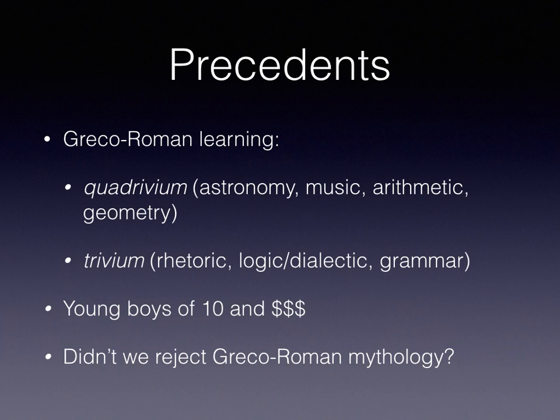The learning of the Greeks and the Romans was based on two things: the quadrivium and the trivium. The quadrivium consists of four areas: astronomy, music, arithmetic, and then geometry. The trivium has three parts to it: rhetoric, logic, the dialectic method, and finally, grammar. So if you were going to university in the medieval period, these are the types of things that you would concentrate on.